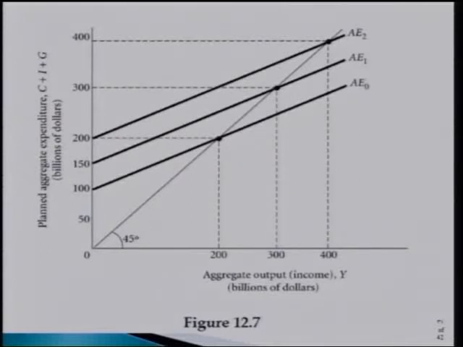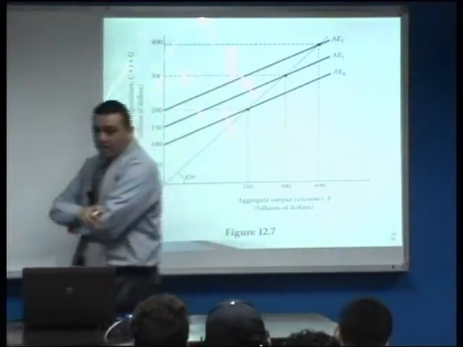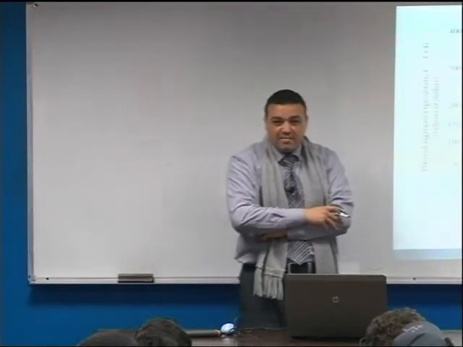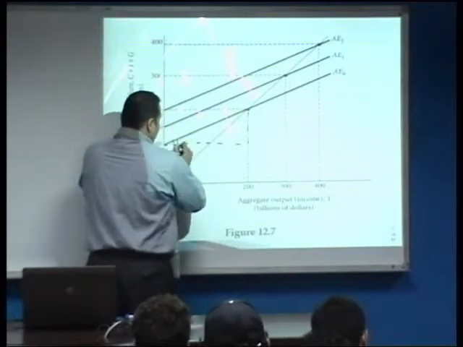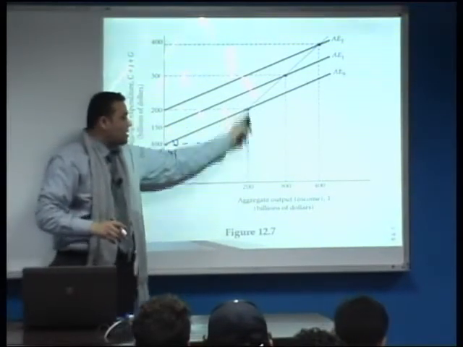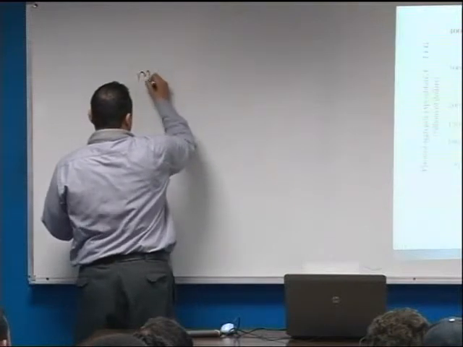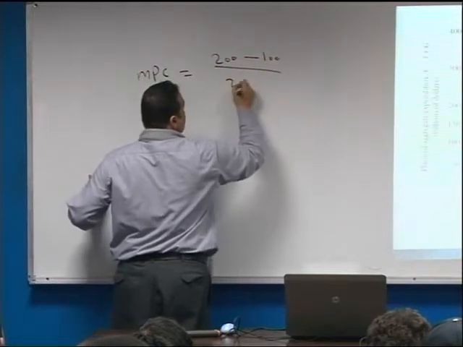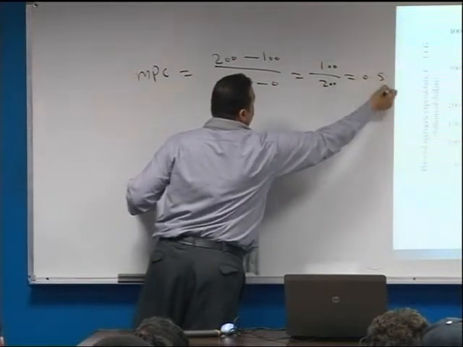Okay, let's go to this figure. As you see, we have aggregate expenditure 0, 1, 2. How much is the slope of this function, or the marginal propensity to consume, MPC? Remember how we calculate the MPC? Take a triangle and calculate the marginal propensity to consume, which is this distance over this: 200 minus 100 over 200. So MPC equals 200 minus 100 over 200 minus 0, equals 100 over 200, equals 0.5. That's it.